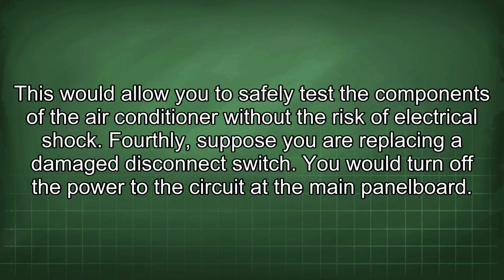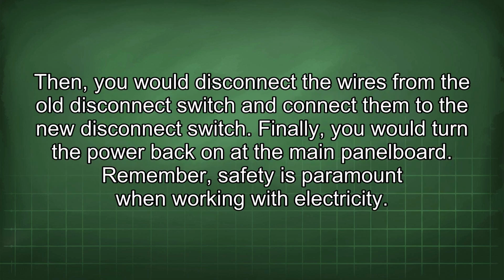Fourthly, suppose you are replacing a damaged disconnect switch. You would turn off the power to the circuit at the main panel board. Then, you would disconnect the wires from the old disconnect switch and connect them to the new disconnect switch. Finally, you would turn the power back on at the main panel board.